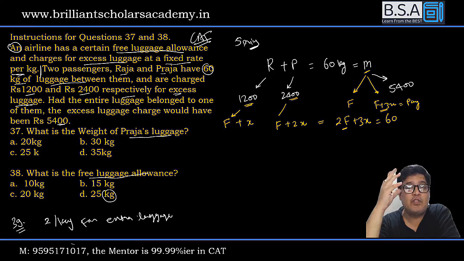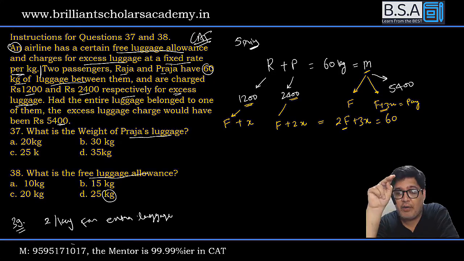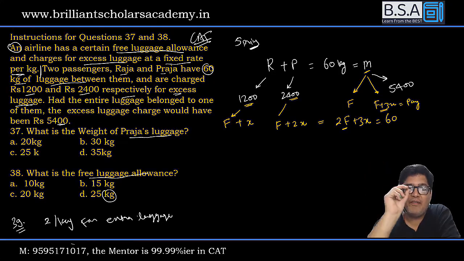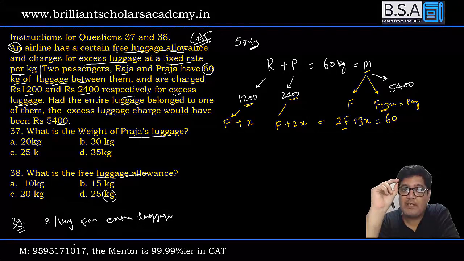Above that you have to start making payments. So payment is double. Look, 1200 becomes 2400. Payment is doubled, so extra luggage will be doubled. So I'm saying free luggage F plus extra X, free luggage F plus extra 2X. All of this is given to Mantriji.